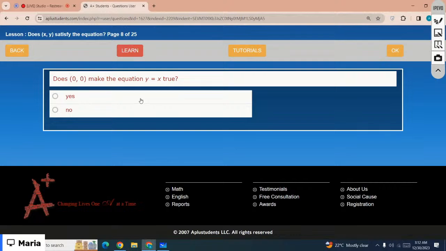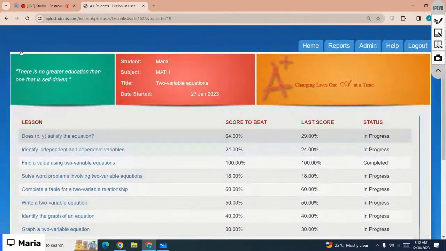Okay, you can complete the lesson by yourself later today. Let me just move on to the next lesson, and the next lesson is identify independent and dependent variables.